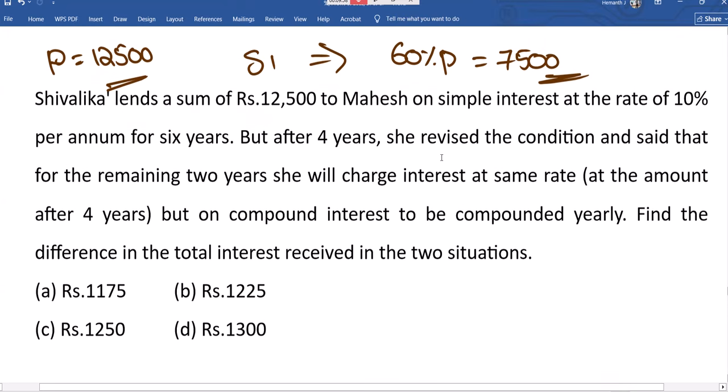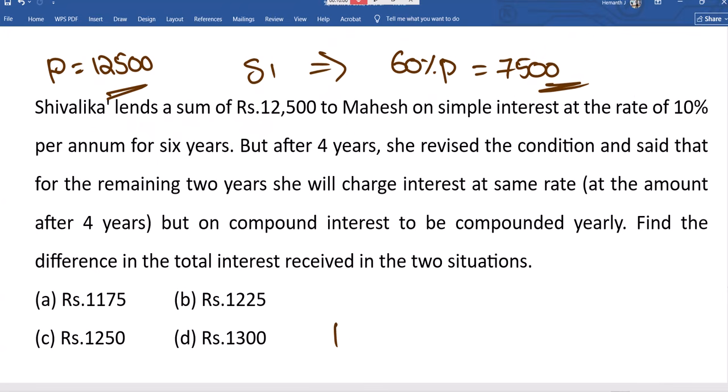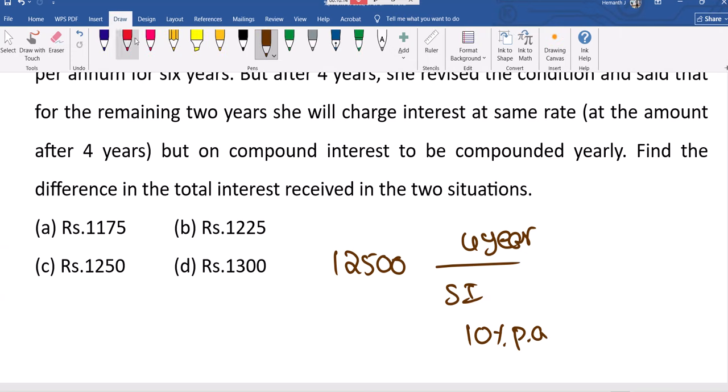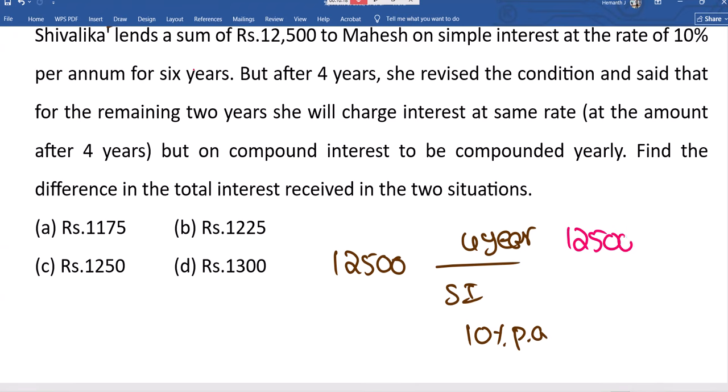Next one. Now, what is the situation? After 4 years, you have to stop, sir. You are 12,500. 4 years, you are doing simple interest with 10% per annum. Means 40%, right? 40% is 5,000. Now the amount becomes 17,500.